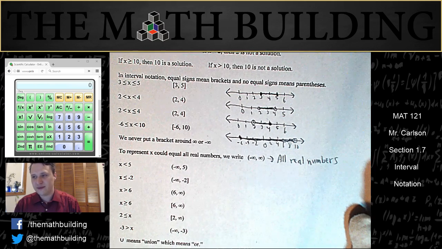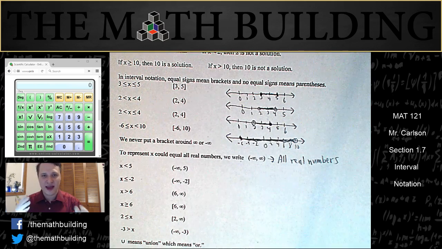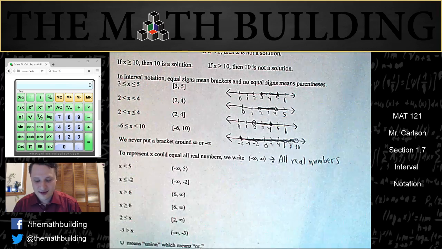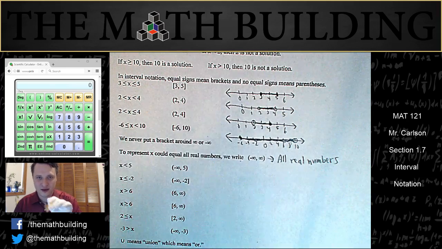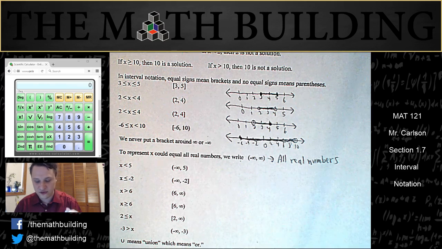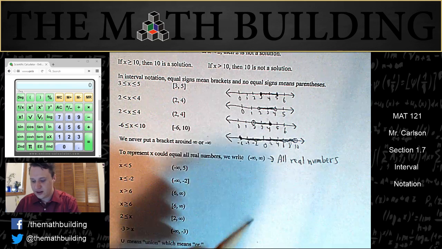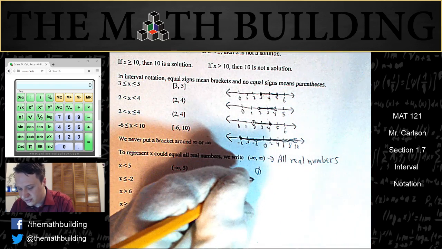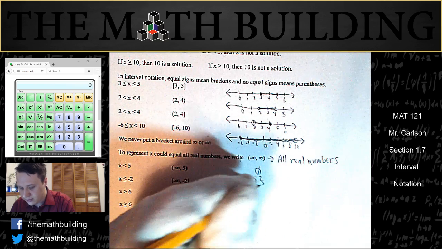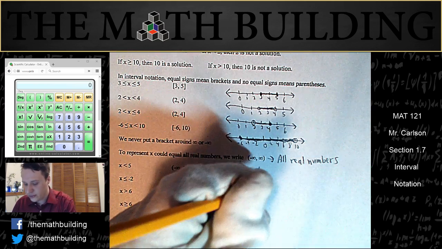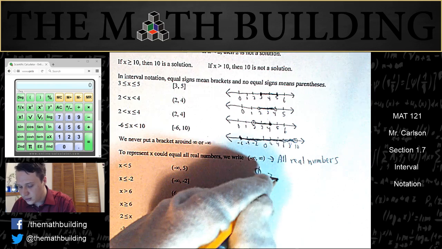So it's kind of the opposite idea of the empty set. The empty set is nothing, a 0 with a line through it, no answers. Here is all real numbers, -infinity to infinity. So just as a reminder, the empty set, which is empty brackets or the 0 with the line through it, that's how you would say no solution.